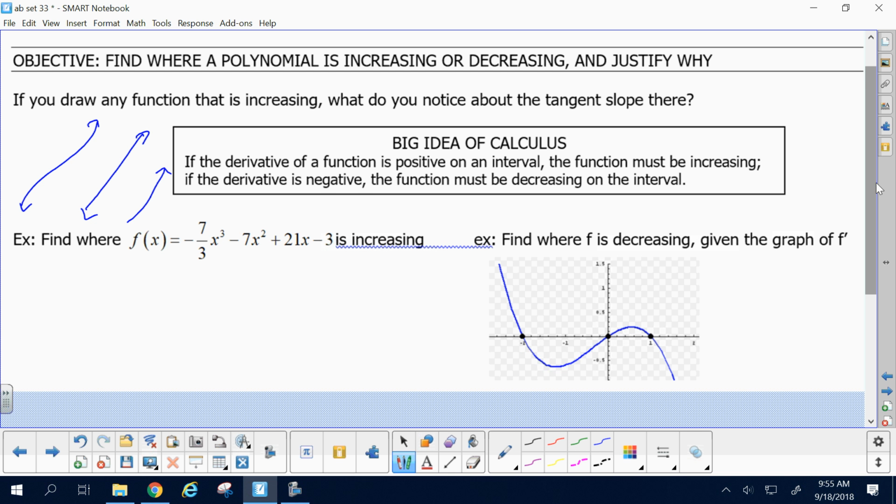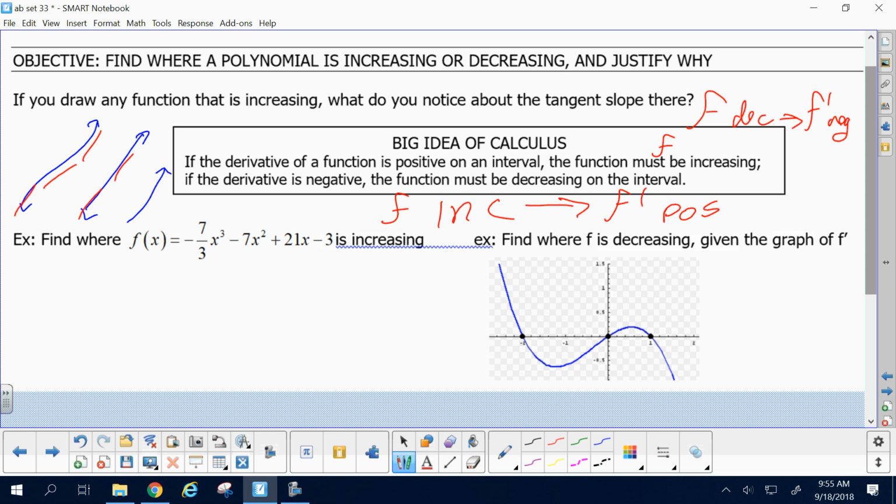this part of a parabola, what do you notice about the tangent slopes at anything that's increasing? And when I say increasing, I mean as you go left to right, the y's get bigger. What do you know about the tangent slopes in every case? Tangent slope is positive, okay? So if the derivative function is positive, the function is increasing. I'll say it again. F increasing means f prime positive.